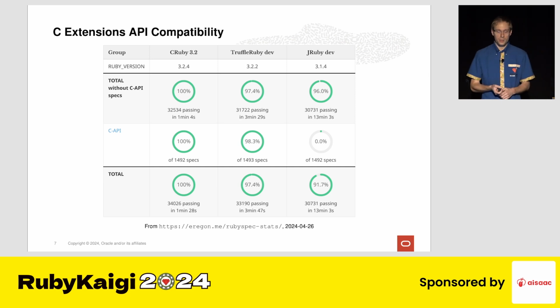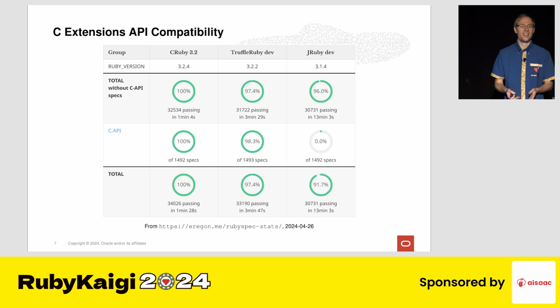If we look at compatibility, of course, CRuby defines the specs, so it passes everything. But for TruffleRuby, we can see the C API specs as part of RubySpec. TruffleRuby passes about 98% of it, so it's quite good. And of course, JRuby doesn't implement C extensions, at least not in the current version, so it doesn't pass them.